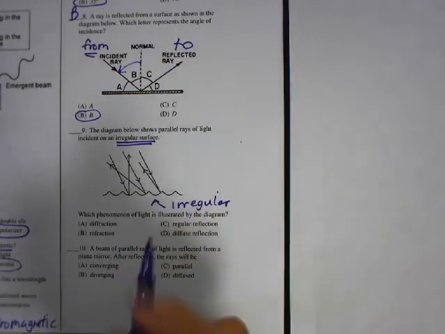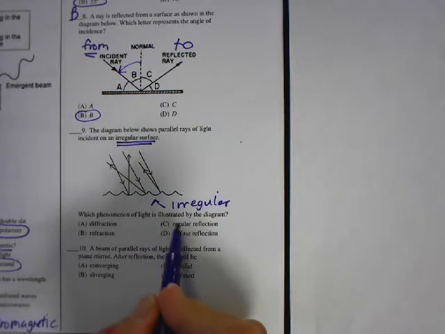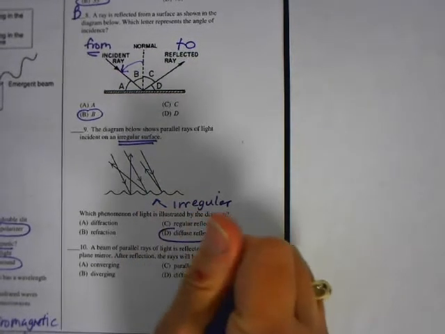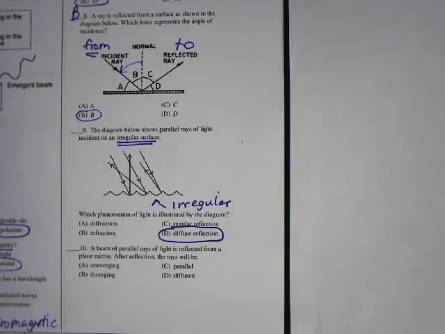And it says which phenomena of light is illustrated in the diagram, and this is diffuse reflection, which pretty much is, you saw a very similar diagram when we first introduced the chapter in your notes. So the answer there is D.